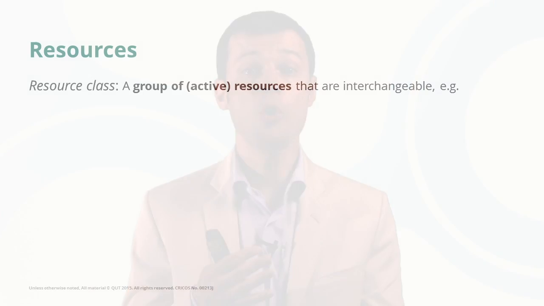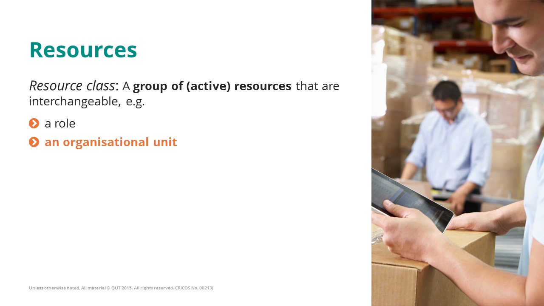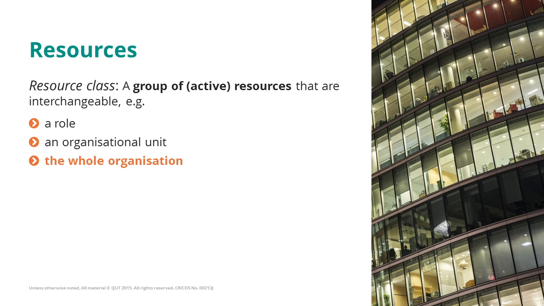Now, when we talk about active resources, we oftentimes do not address resources individually, like referring particularly to John Smith, to Anne, or Mary. But we rather take groups of active resources, which are called the resource class or also resource pool. So these are groups of resources that are all interchangeable. For example, a role like senior financial officer, an organizational unit like a department, like warehouse and distribution, or a whole organization like a supplier organization. These are all resource classes.